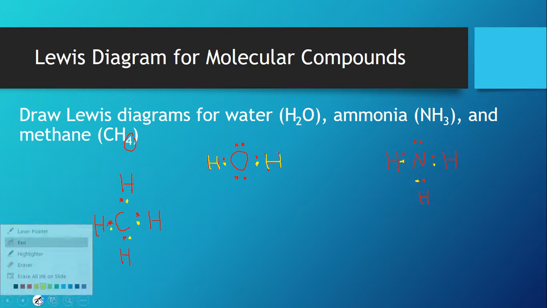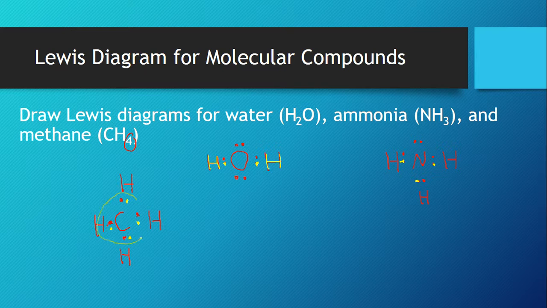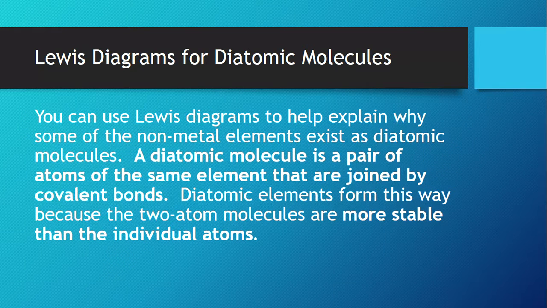There we go. Again, I'm just going to use one more color here, and I'm going to show you every single element here is happy. Carbon is happy. 1, 2, 3, 4, 5, 6, 7, 8 outer shell electrons. Hydrogen is happy. It has 2. This hydrogen is happy. It has 2. This hydrogen is happy because it has 2, and this hydrogen is happy because it has 2 outer shell electrons. So every single atom involved in this compound is happy, and that is why methane exists. So you can use Lewis diagrams to explain why some of the non-metal elements exist as something we call diatomic molecules.